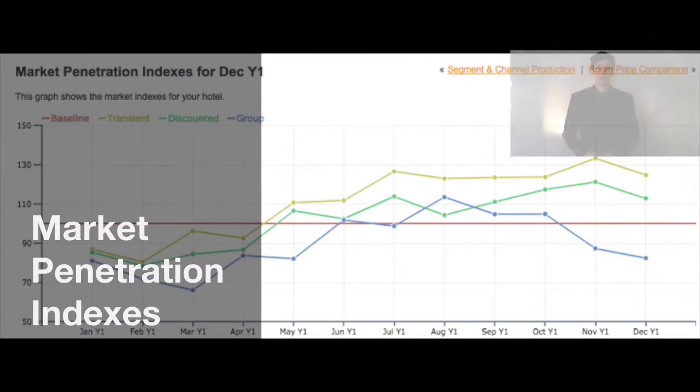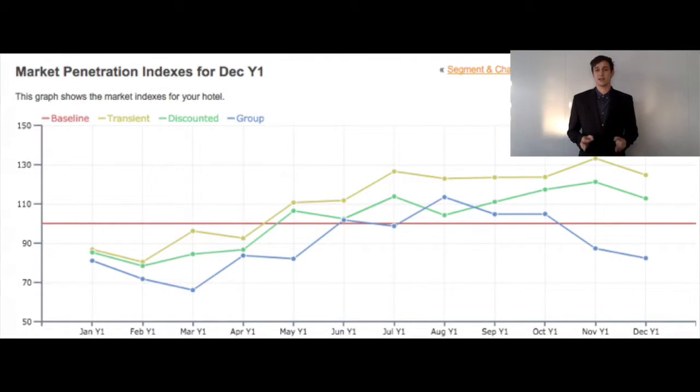Now we're going to be talking about market penetration indexes. At the beginning of the year, Hotel Norongorongo did not really have substantial penetration in any of the market segments and was performing below the market.